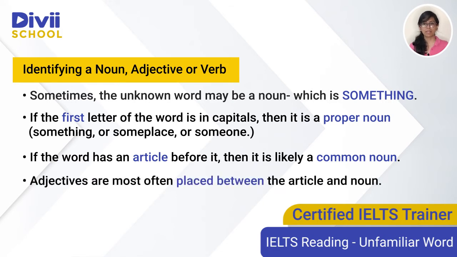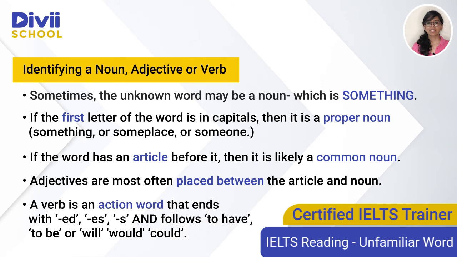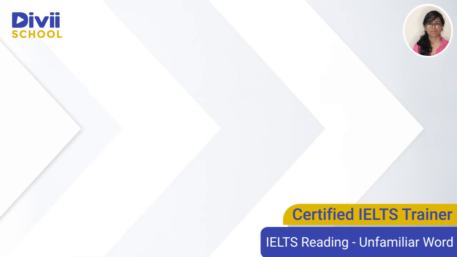Adjectives are generally placed in between an article and a noun. Adjectives describe the noun. A verb is an action word that tells you what the noun is doing. Generally in a sentence, it ends with es, s, ed, depending on the tense, or it follows modal verbs and helping verbs such as to be, to have, will, would, can, could, should, etc.